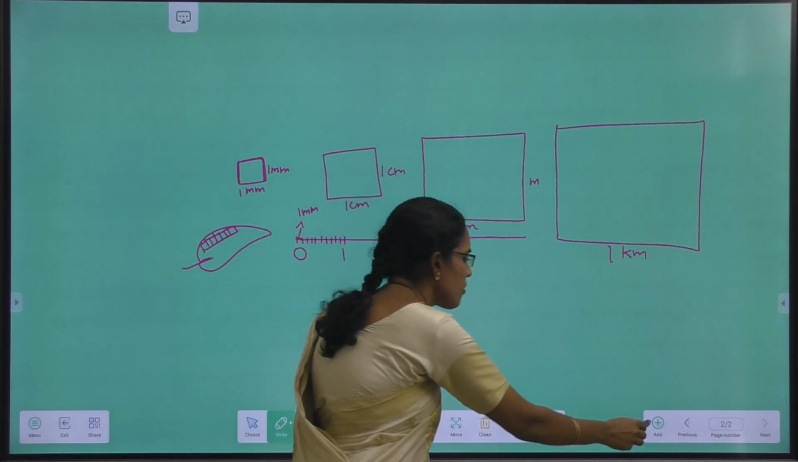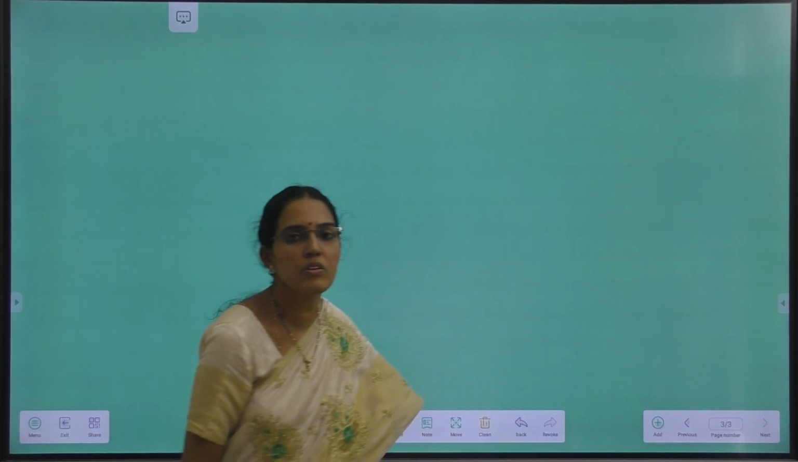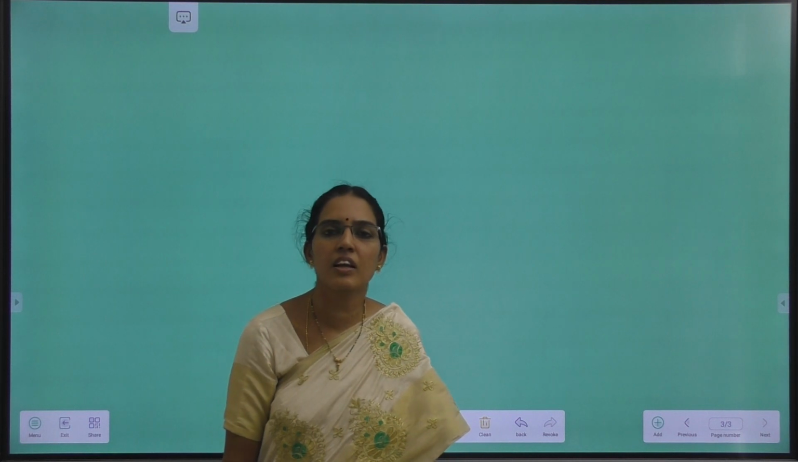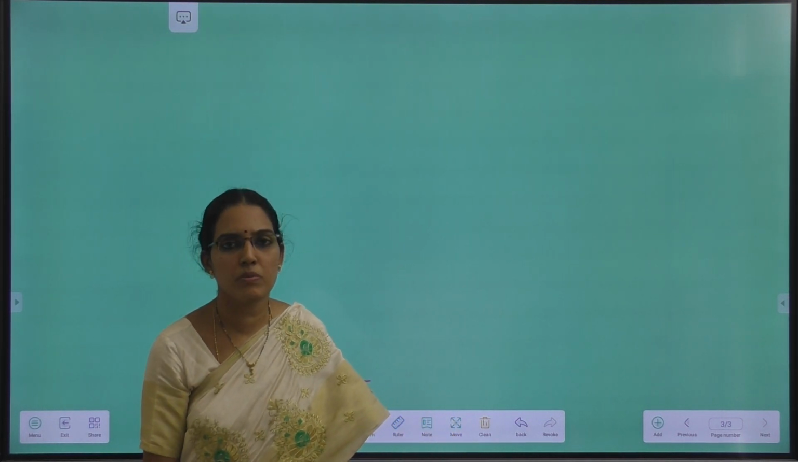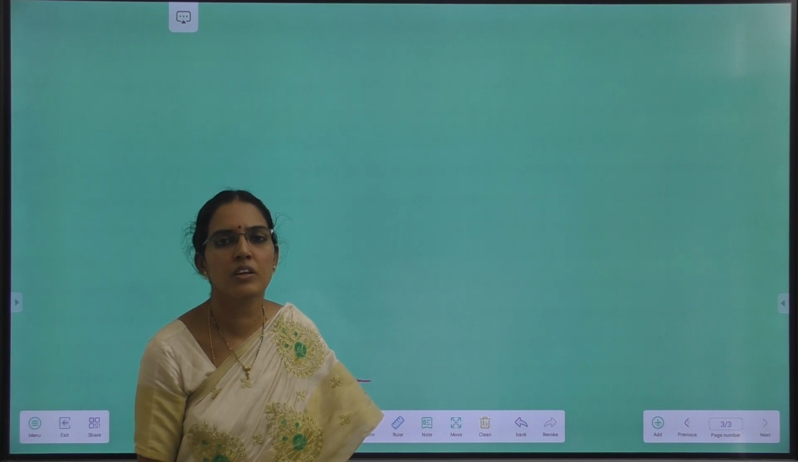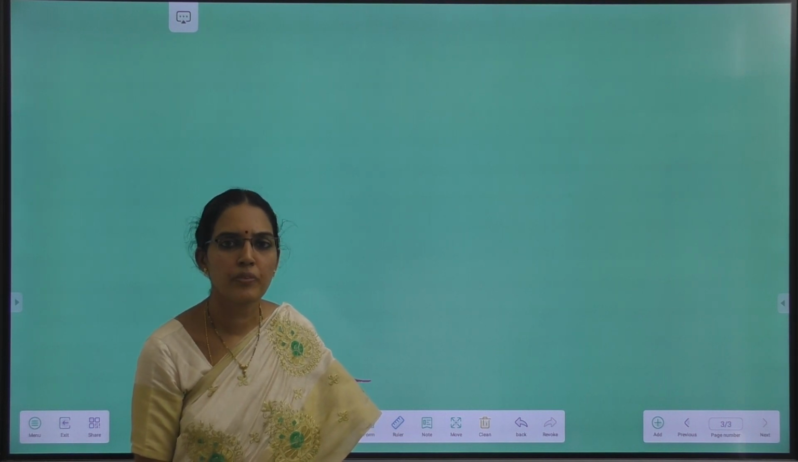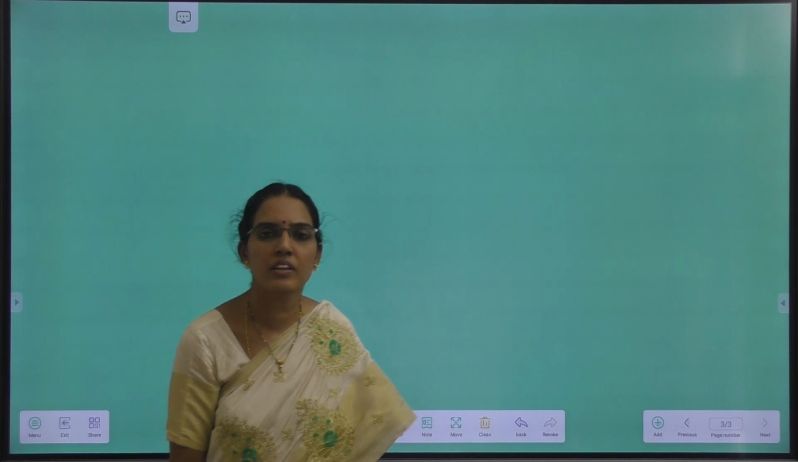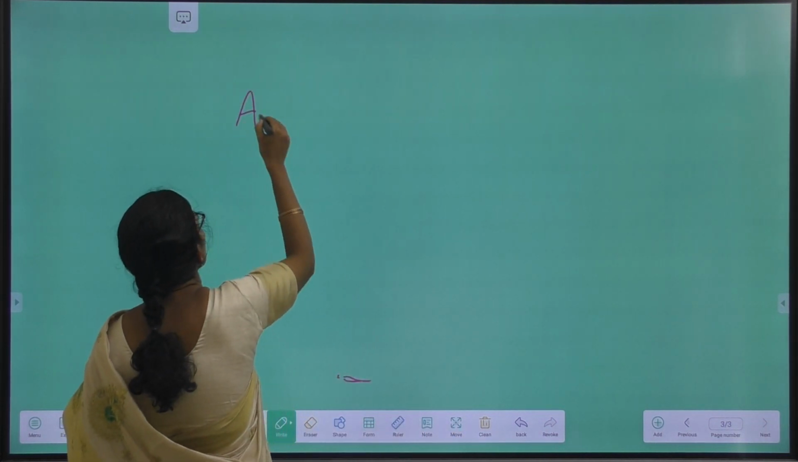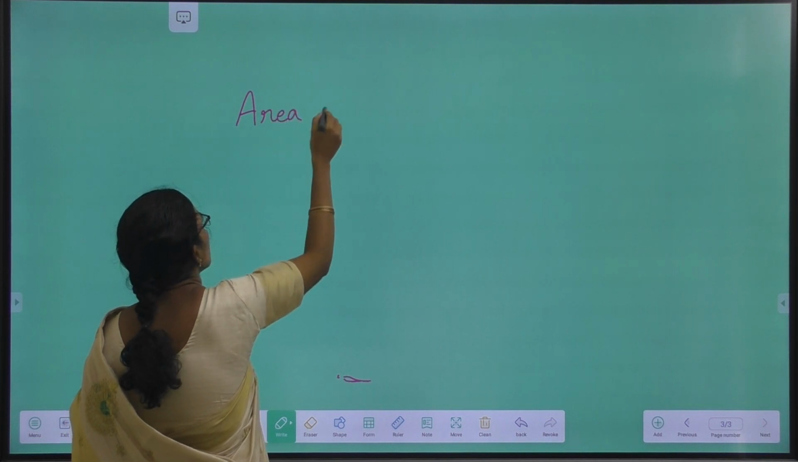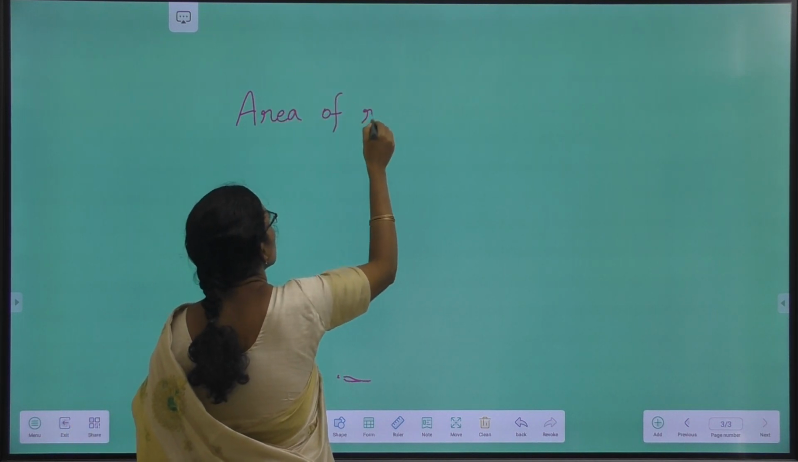Now in this chapter we are going to learn how to measure the area of the rectangle, and how to measure the area of a square and irregular shapes, using graph sheet. Now first of all we'll see how to find the area of the rectangle. Area of rectangle.